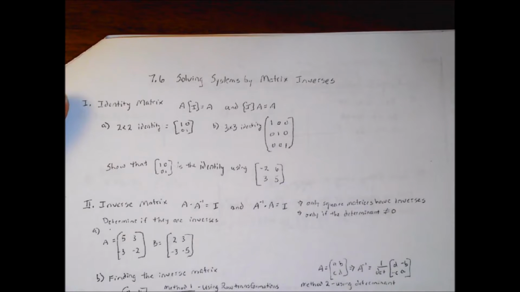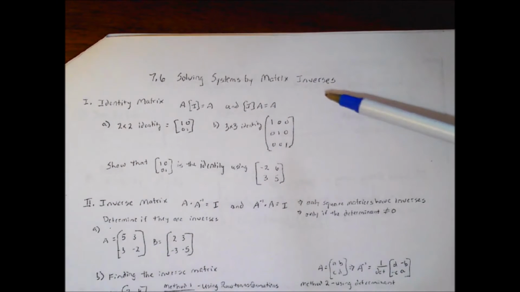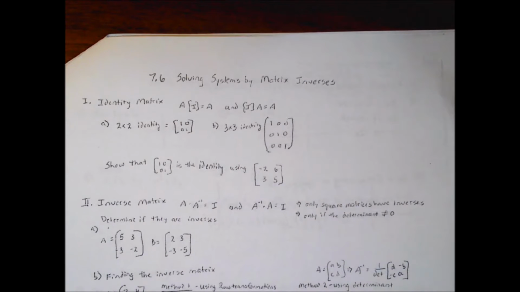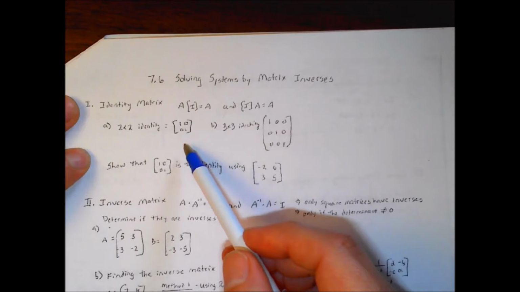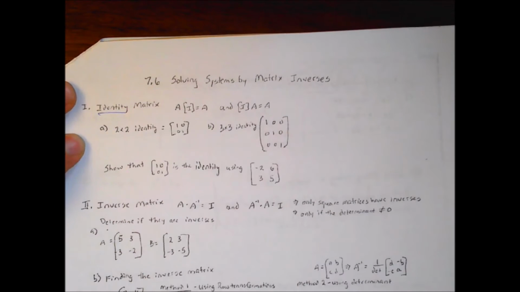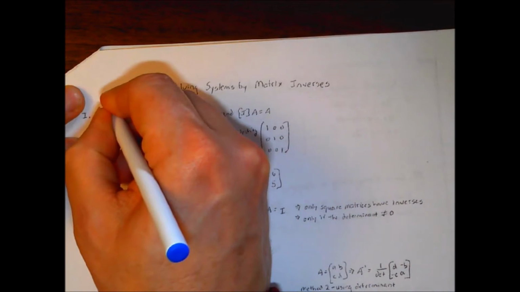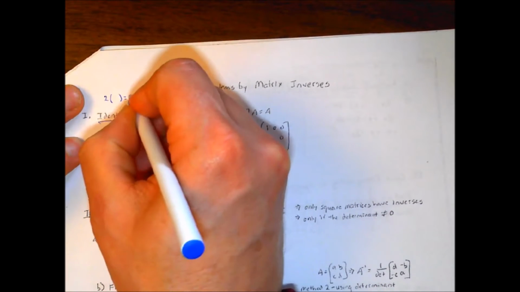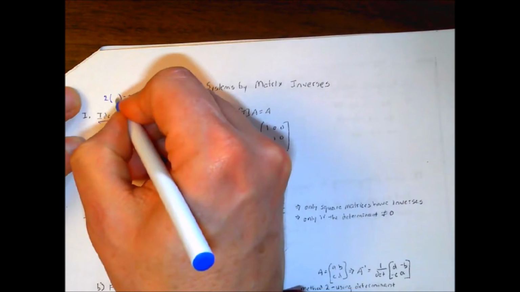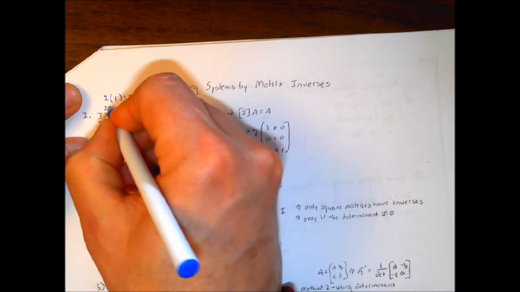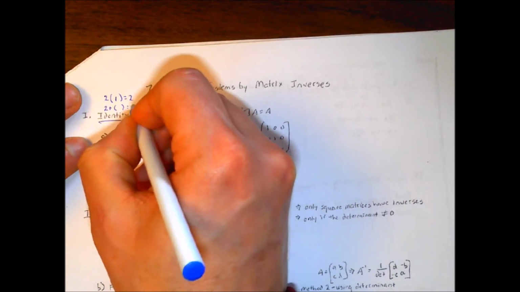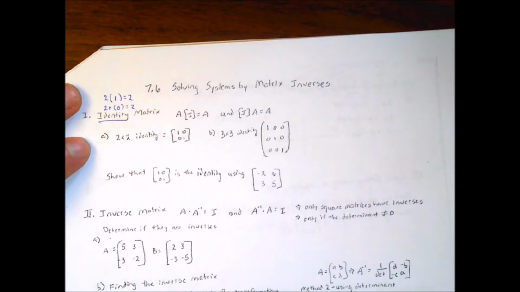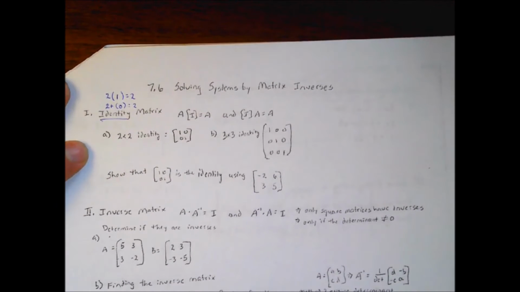These are notes 7.6. We're going to solve these systems by using inverse matrices. We're going to start off with what is the identity matrix. If you remember back in Algebra 1, the identity for multiplication is, if we take some number and multiply it by the identity, we're going to get that same number back. So for multiplication, the identity is 1. For addition, we have some number, we add something to it, and we get that same number back. The additive identity is 0. So that's thinking back to Algebra 1 stuff that you've done.